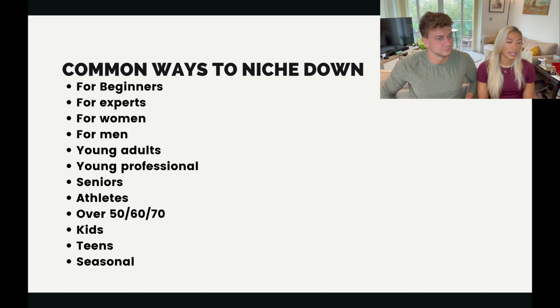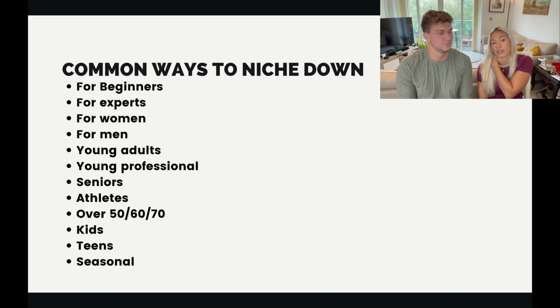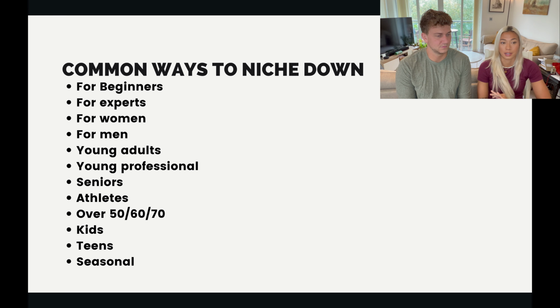Cool. So lastly, we've just got a few common ways to niche down. These are just different ones that you can add on to, honestly, a lot of different categories in book things. So for example, for beginners and for experts, you can pretty much tack that onto any topic. Investing for beginners, investing for experts. What did we just talk about? Meditation for beginners versus meditation for experts.